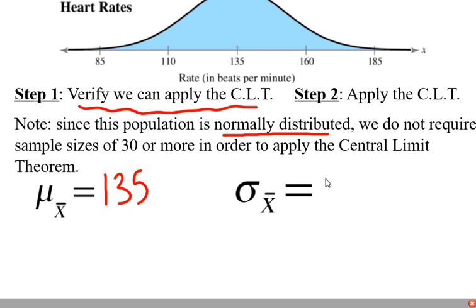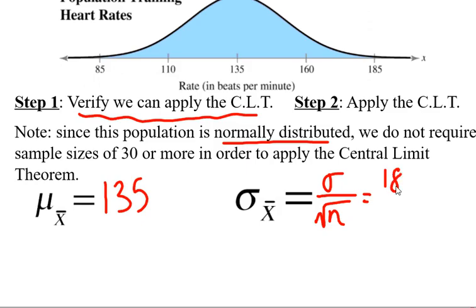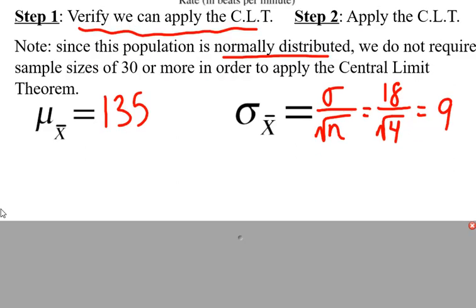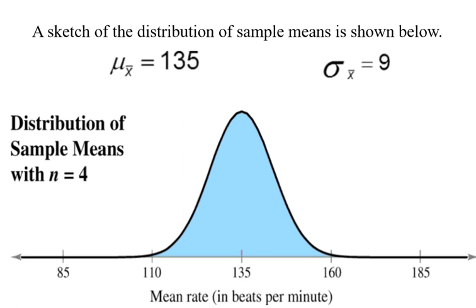The standard deviation needs to be the population standard deviation divided by the square root of our sample size n. Our population standard deviation was 18 beats per minute. We were taking samples of size 4, so the square root of 4 is 2. 18 divided by 2 is 9, which means if we took samples of size 4 for athletes, found their average, and plotted them, all of those sample averages would be very close to 135, and their standard deviation would be 9. So those averages would be very close to 135.